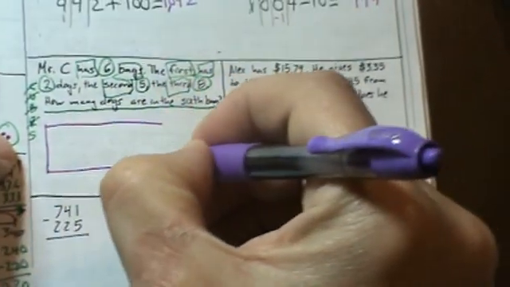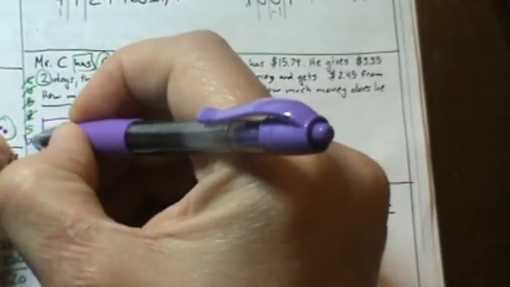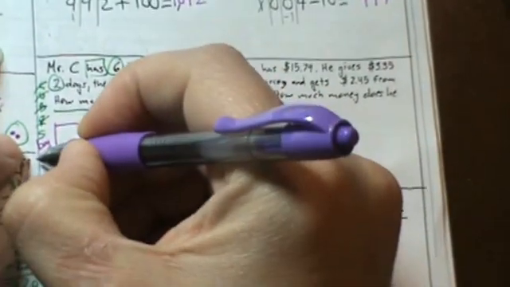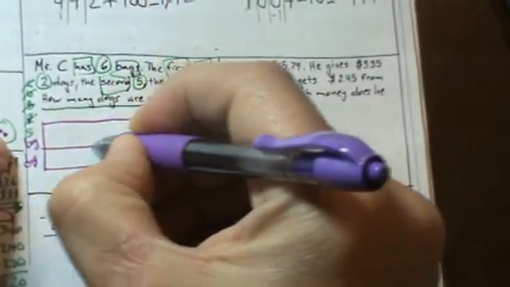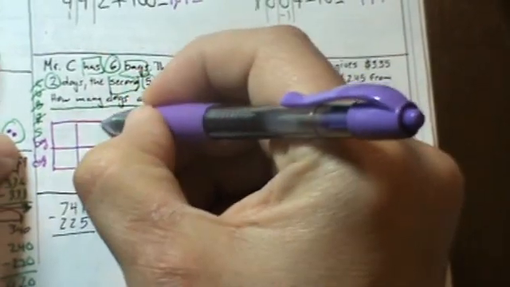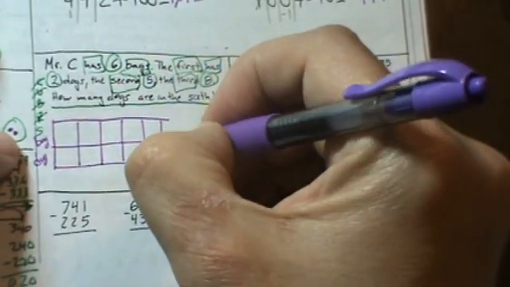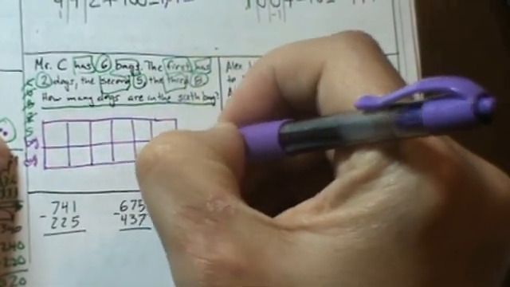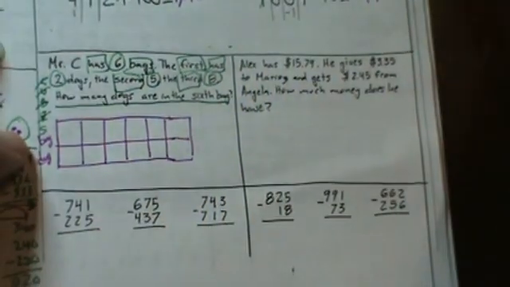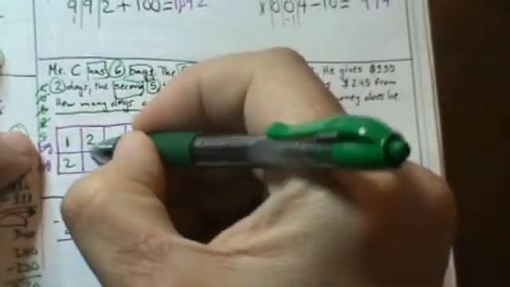So this is bag and dog. Bag 1, bag 2, bag 3, bag 4, bag 5, and bag number 6. So in bag 1, there are 2 dogs. In bag 2, there are 5 dogs. In bag 3, there are 8 dogs.